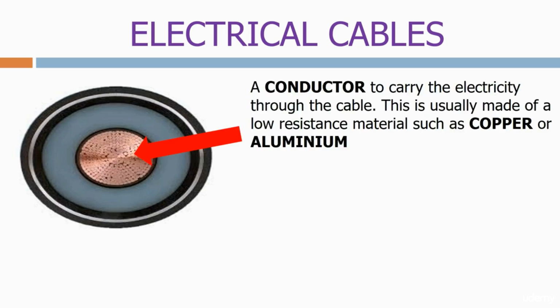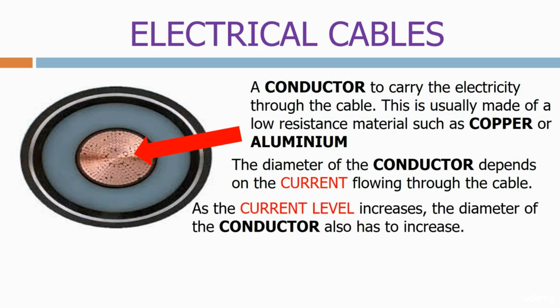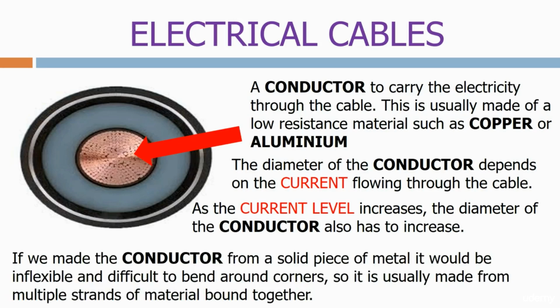Firstly, we have a conductor to carry the electricity through the cable. This is usually made of a low-resistance material such as copper or aluminium. The diameter of the conductor depends on the current flowing through the cable. As the current level increases, the diameter of the conductor also has to increase. If we made the conductor from a solid piece of metal, it would be inflexible and difficult to bend round corners, so it is usually made from multiple strands of material bound together.